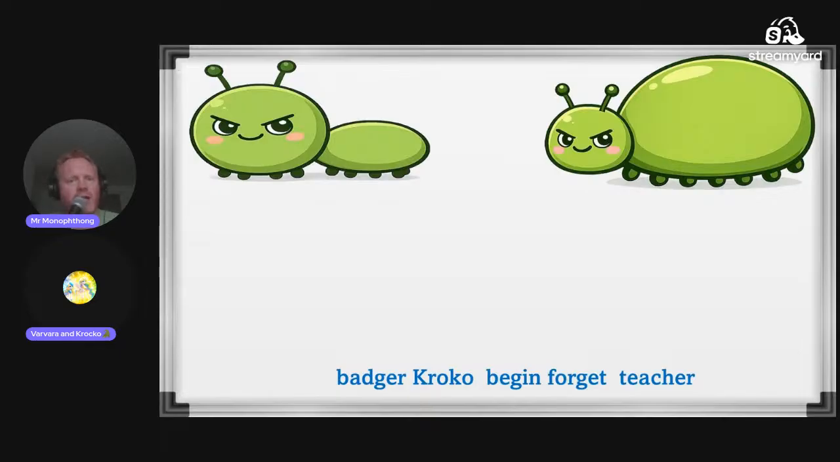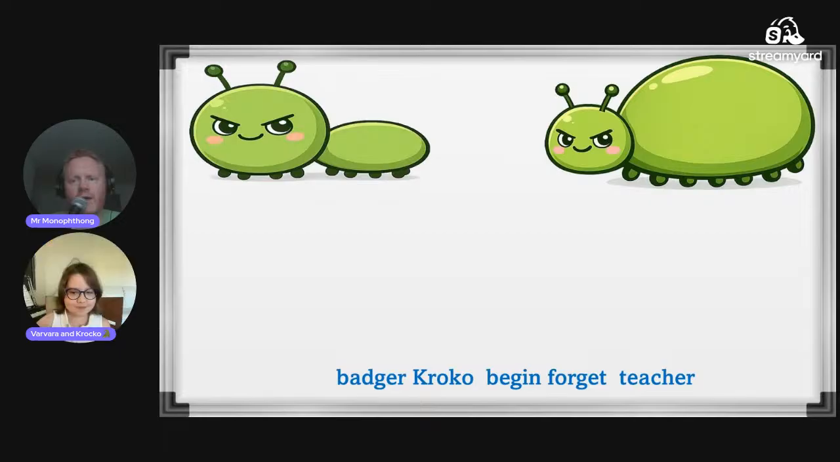Let's start with caterpillar 1, which is dudum, syllable 1 stress. Can you read the first word, VT? Badger. Okay, so is that caterpillar 1 or caterpillar 2? Caterpillar 1. Badger, yeah, correct. Can you read the second word?